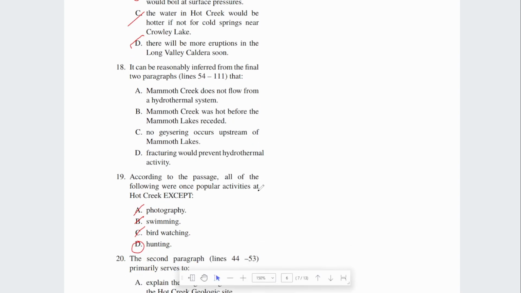Okay, question 18. It can reasonably be inferred from the final two paragraphs, so wow, the paragraph we just read and the paragraph before it, that A, Mammoth Creek does not flow from a hydrothermal system. B, Mammoth Creek was hot before the Mammoth Lakes receded. C, no geysering occurs upstream of Mammoth Lakes. Or D, fracturing would prevent hydrothermal activity. So, okay, we've just read the last paragraph.